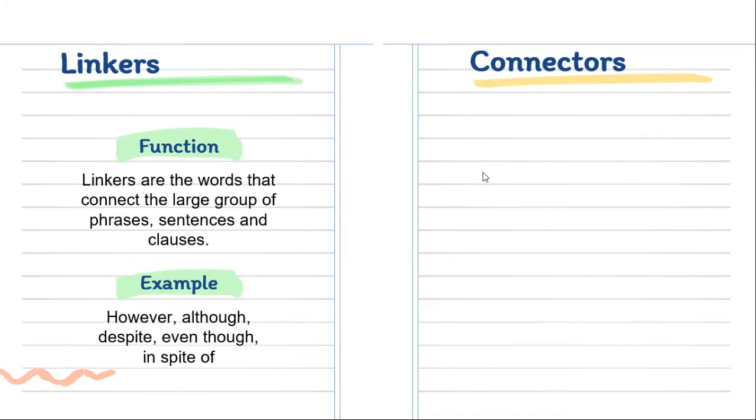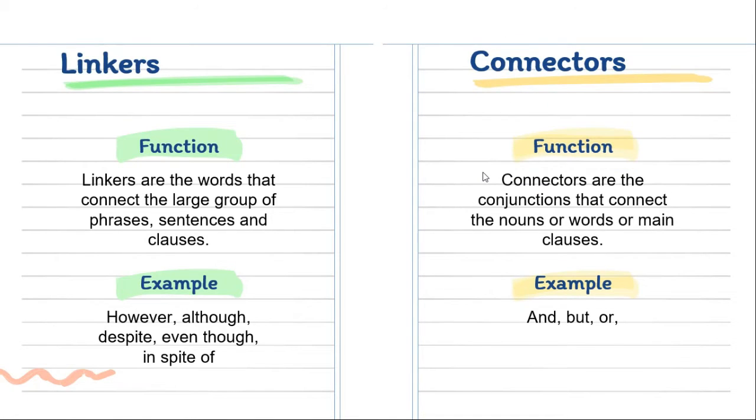Beda ya dengan connectors ya. About connectors? Connectors are the conjunctions that connect the nouns or words or main clauses. Jadi mostly kalau connectors connects the words or main clauses. Jadi mungkin ada hal yang sama tentang main clauses di sini, tapi kalau yang di connectors it is mostly on main clauses only. Kalau yang linkers itu bisa subordinate clauses ataupun yang lain. Example is very easy. And, but, or. Those are connectors.